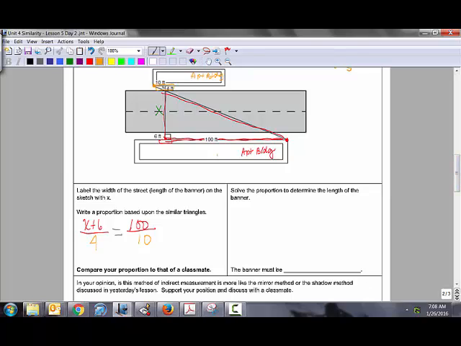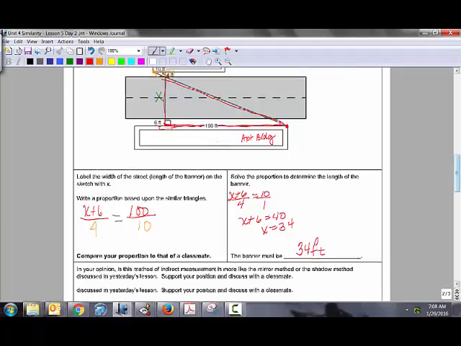Again, I think we can simplify this proportion before solving. That's probably a smart idea. So I have x plus 6 is to 4 as 10 is to 1. 10 divides into 100 10 times. So now I have x plus 6 equals 40. That means x is 34. So the banner must be 34 feet.